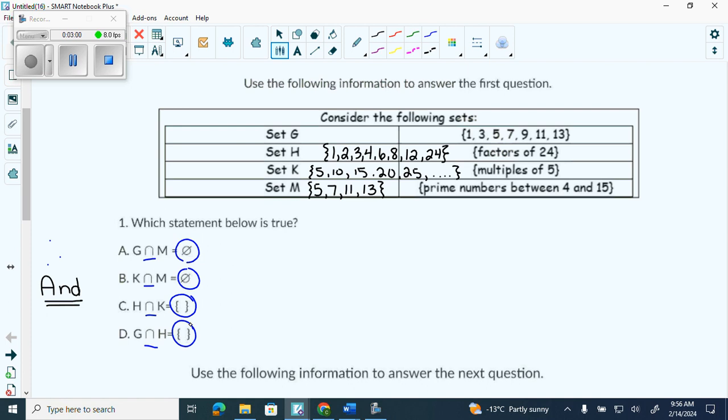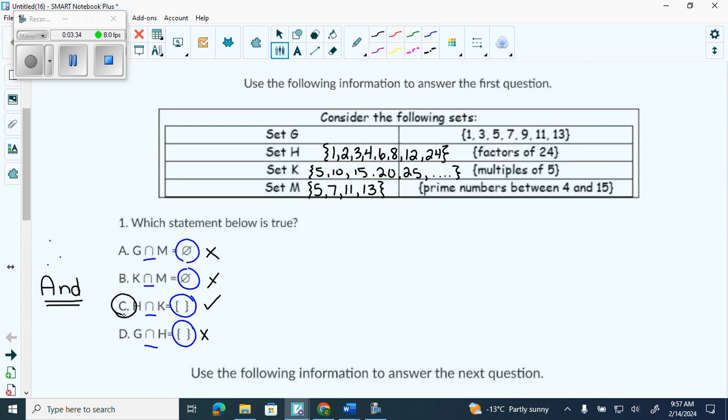So G and M, do they have anything in common? Yeah, they have plenty, actually. All of M. M is a subset of G, to be blatantly honest. So no, they ain't empty. What about K and M? Is it empty? No, it has 5. What about H and K? Is it empty? What about G and H? G and H have things in common, correct?